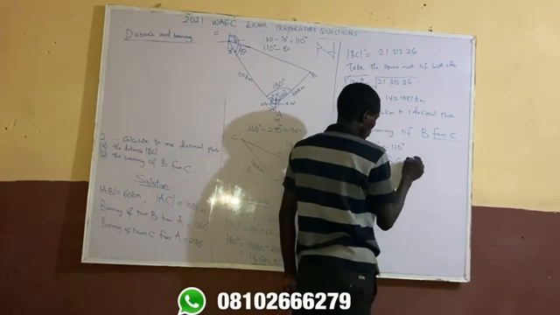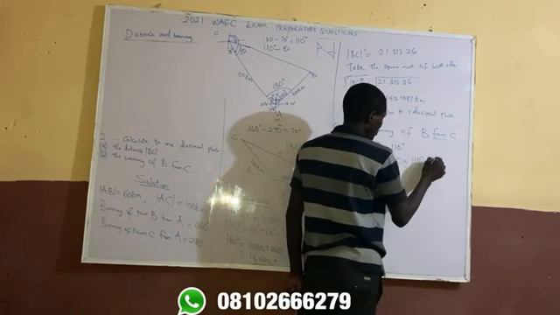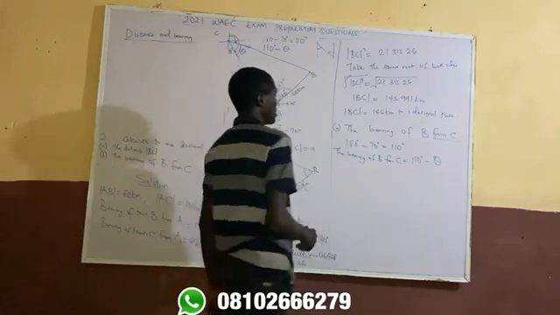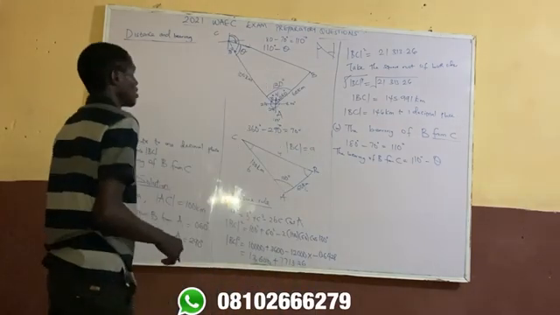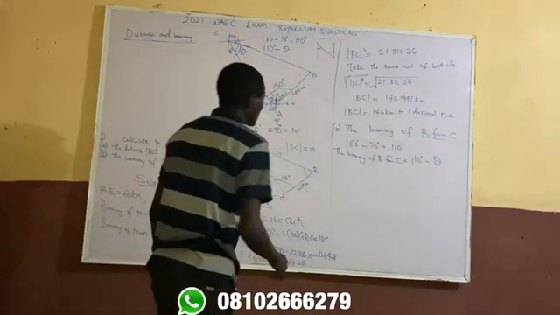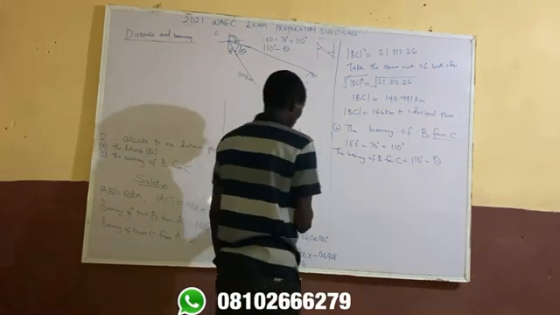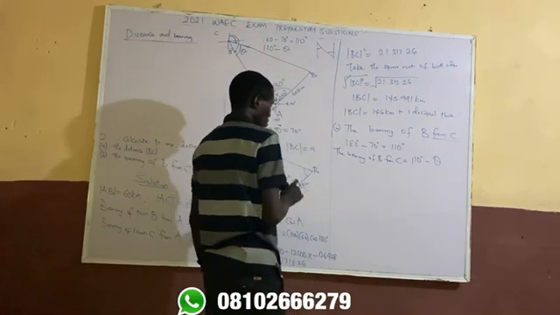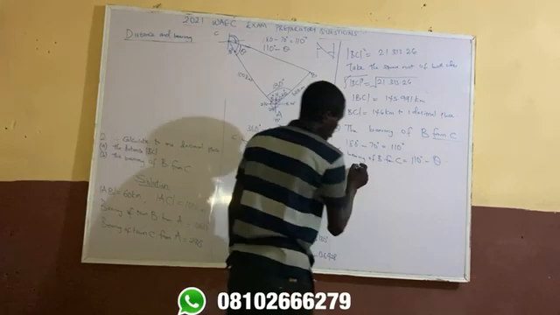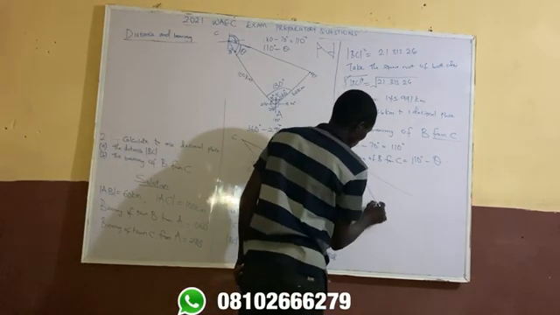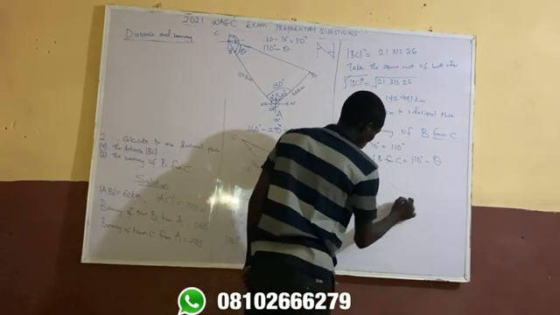C will be equal to 110 degrees minus theta. Now, how do we get the theta? That's the next step. We need to get theta. We need to draw the triangle again and apply the principle of sine.